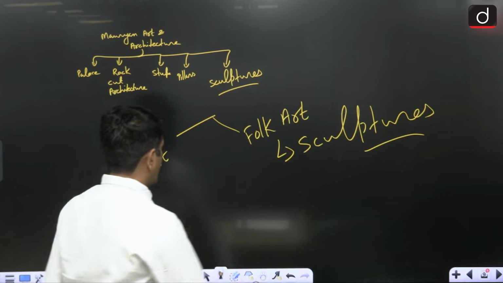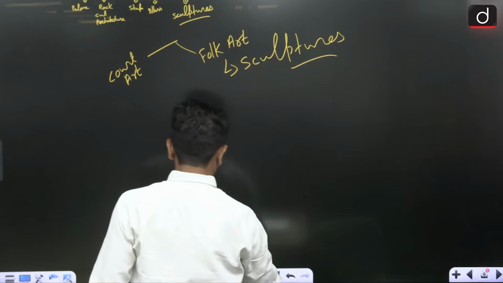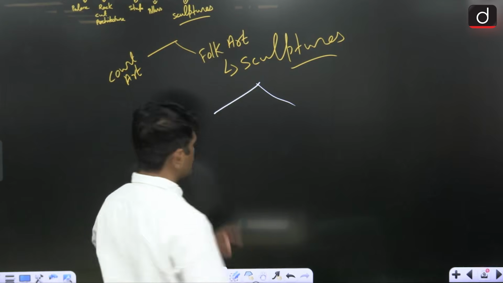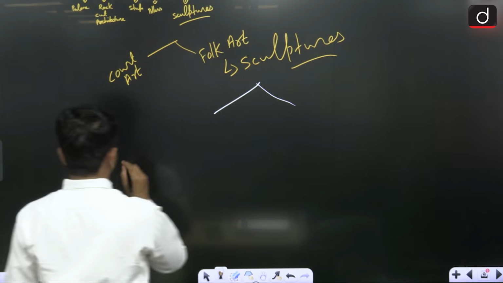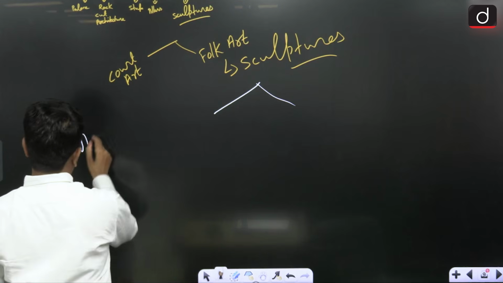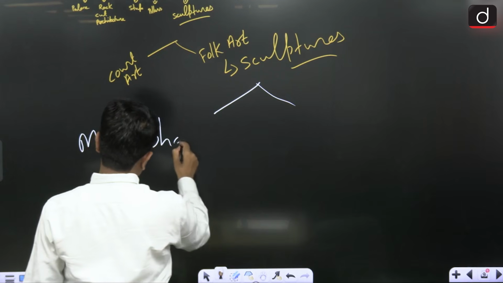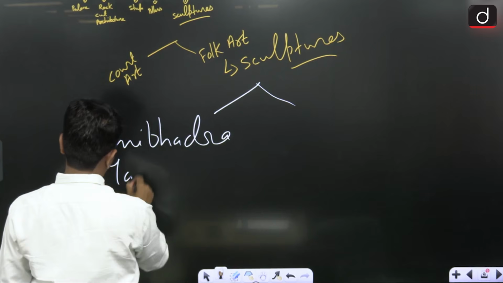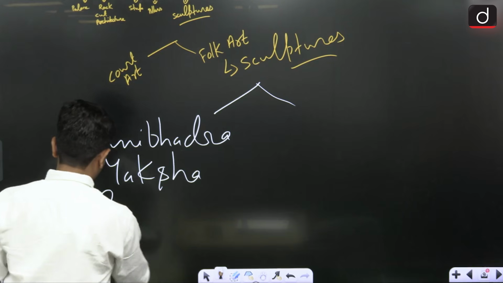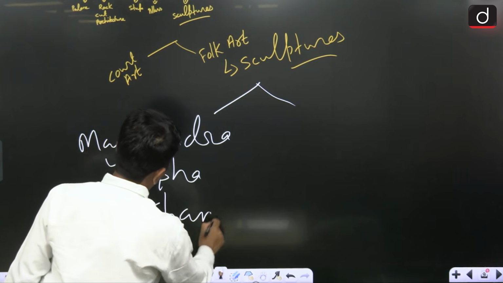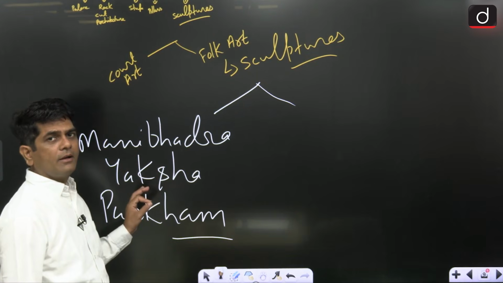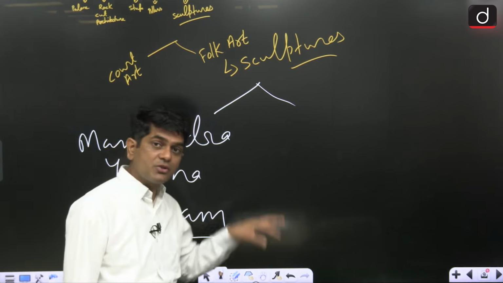Now, under the folk art, we have to remember at least two sculptures. One is the sculpture of Yaksha, or Manibhadra Yaksha. Manibhadra Yaksha. Found from where? Found at Parkham. And where is Parkham? It is near Mathura. Very, very important. Made of red sandstone.